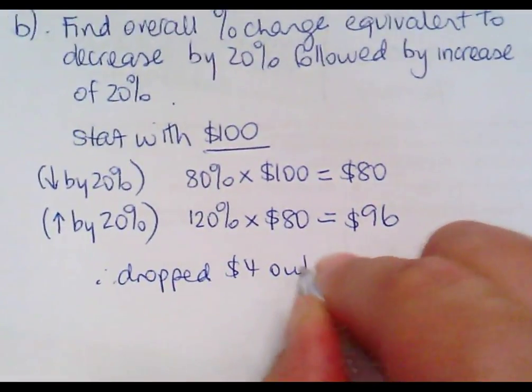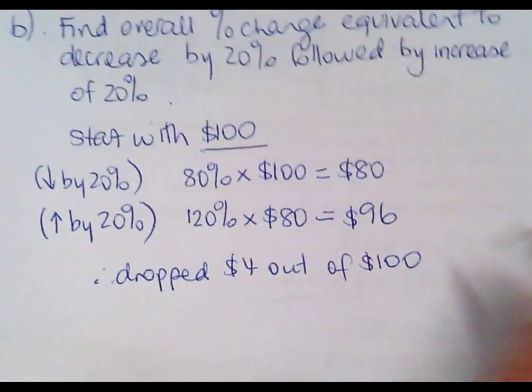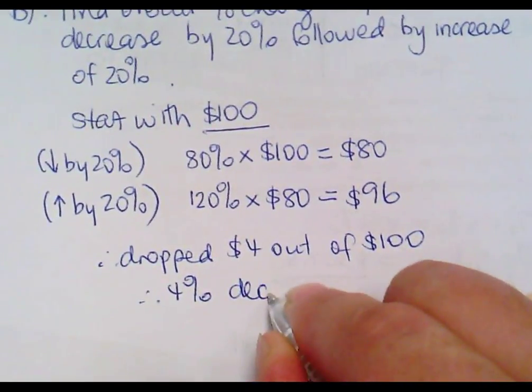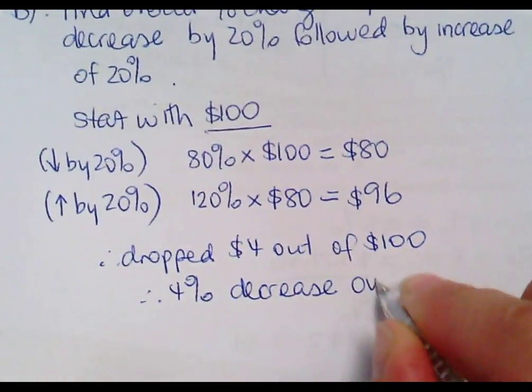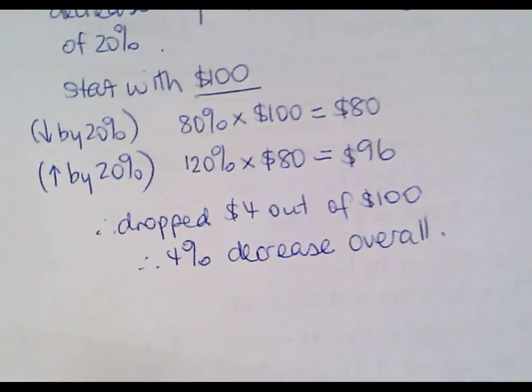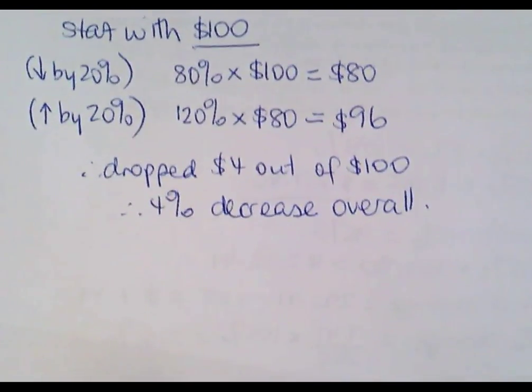$4 out of 100. Now, anything out of 100 is a percentage. So therefore, we've got a 4% decrease overall. You don't even have to go 4 over 100 times 100. All right? That's if you start with 100.